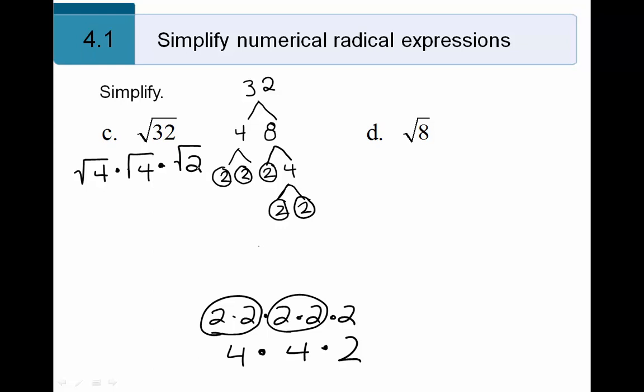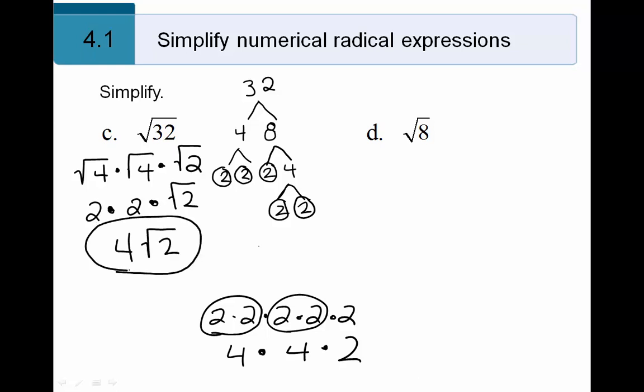Now I'll take the square root of 4, which is 2, multiplied by the square root of 4, which is 2, multiplied by, well, I can't take that square root of 2. That's the irrational part. Now I'm just going to multiply 2 multiplied by 2 is 4, so I get 4 square root 2. You can read that as 4 times the square root of 2, or you can read that as 4 square roots of 2.